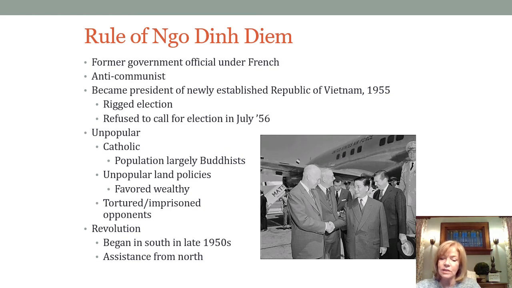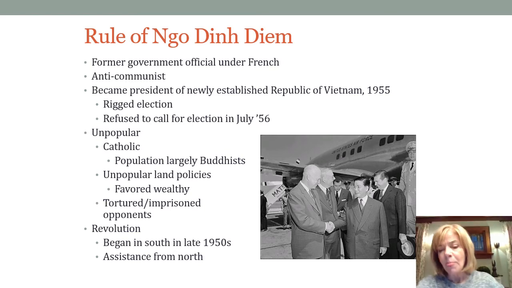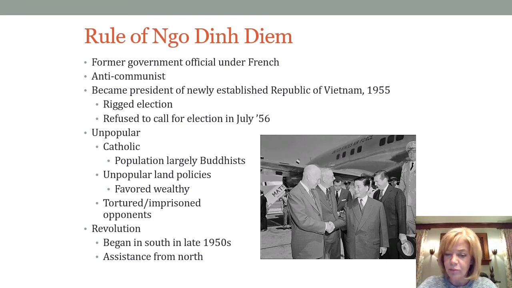One reason is because he's a Catholic in a nation where most of the people are devout Buddhist. And it's not just that he's Catholic, it's just that he was suppressing Buddhists. He wouldn't allow them their religious freedom, right? He would also beat, imprison, or kill political opponents of his. And so there were more and more people who were rising up against him, and we continued to support this guy. We just didn't understand it, right?